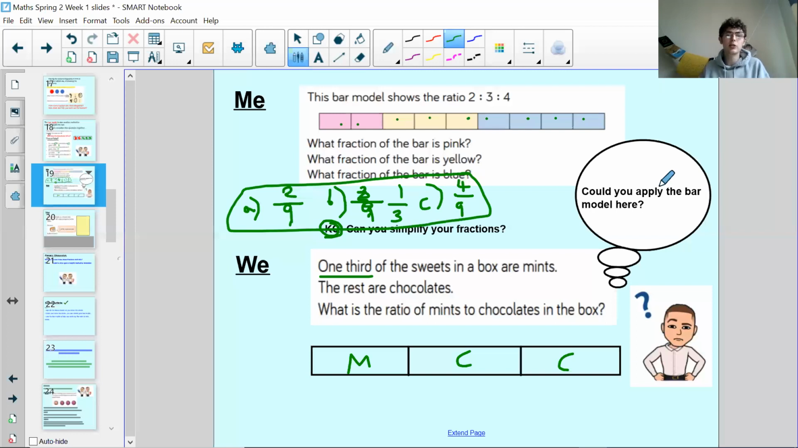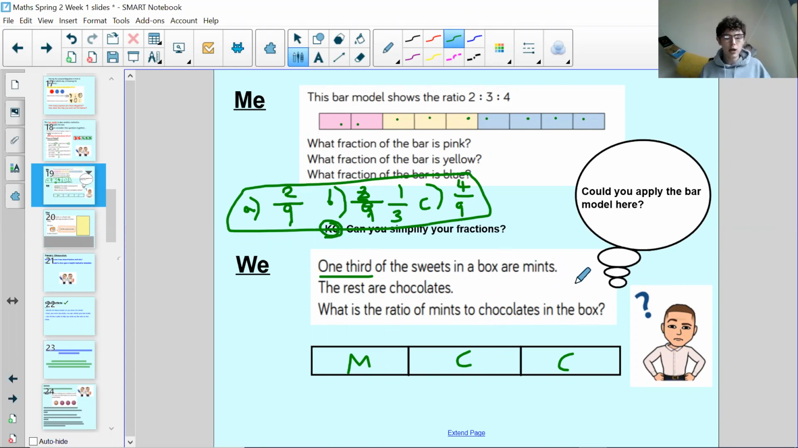Okay, year 6, so I hope you had a good go at that. I'm going to put the answer up on screen now, okay? So you can see 1/3 of the sweets in a box are mints, okay? So I've underlined that, and I put an M in just one of our thirds. And the other 2, I've put C for chocolate, okay? So it said the rest are chocolates. And now we've got to find out what is the ratio of mints to chocolates in the box.